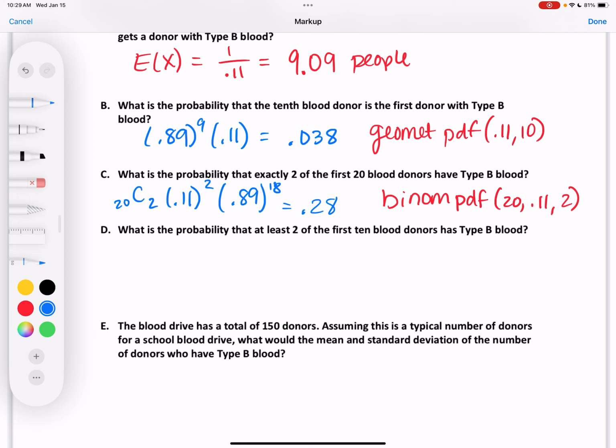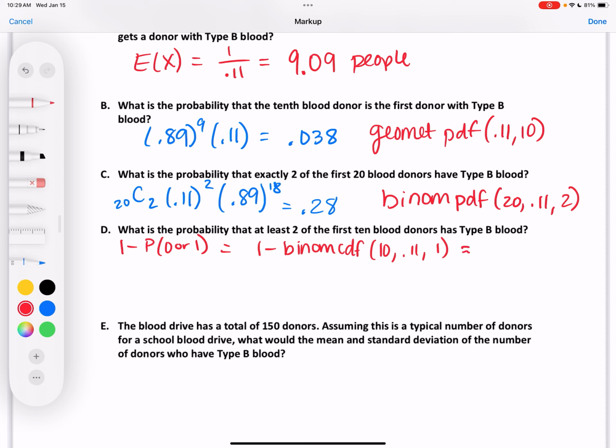Yeah. We think compliment. So basically, we want at least 2, so that means 2 or more that have type B blood. And so that would be 1 minus the probability of 0 or 1. So on the calculator, this would be 1 minus the binom CDF, because we're adding them all up, of 10, 0.11, and 1, because that says basically take off 0 or 1.